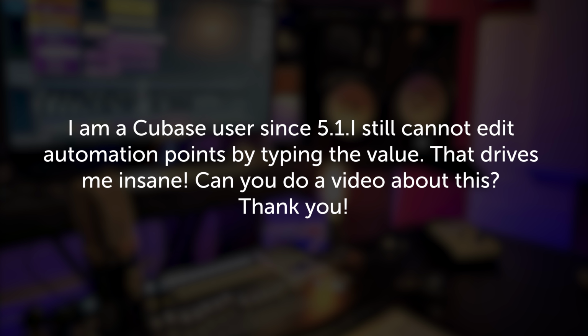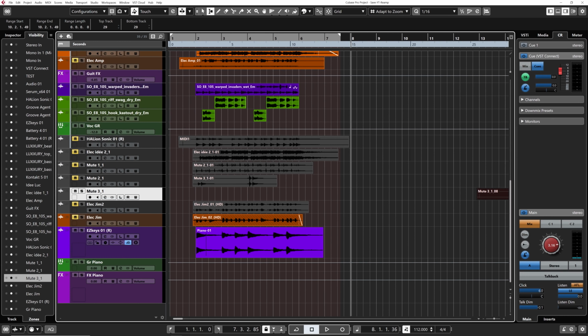Let's go and read the last question of today's video. I'm a Cubase user since version 5. I still cannot edit automation points by typing the value. That drives me insane. Can you do a video about this? Thank you. Let's check this out together.